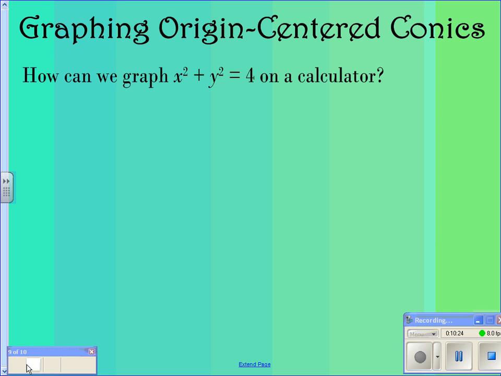All right, how can we graph x squared plus y squared equals 4 on a graphing calculator? How do you do it on a graphing calculator? Solve it for y. So y squared would equal what?